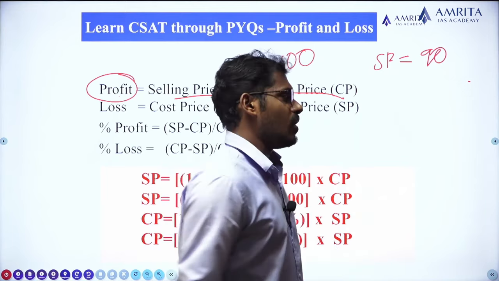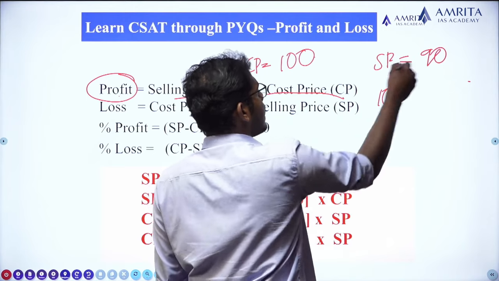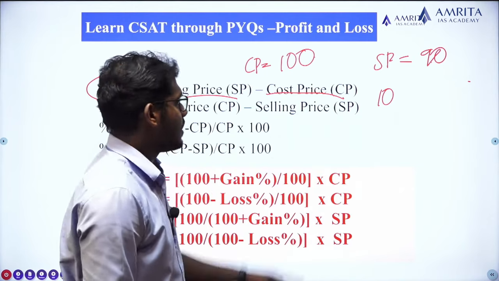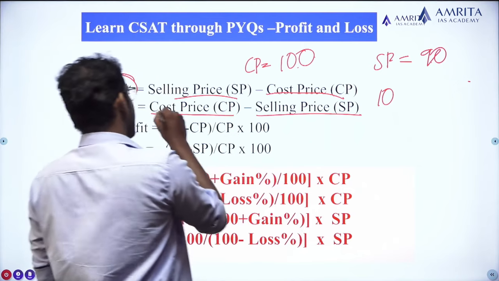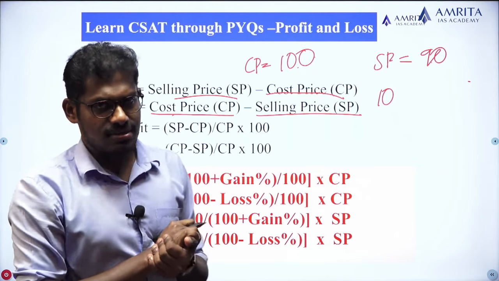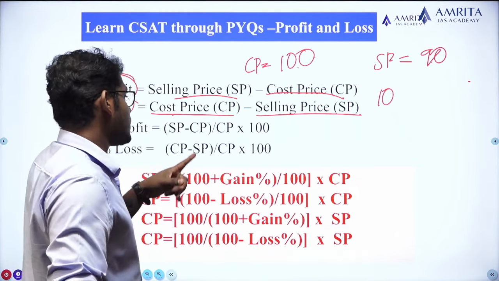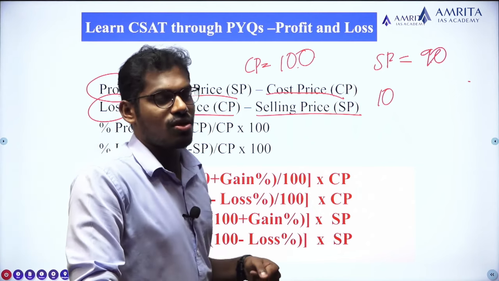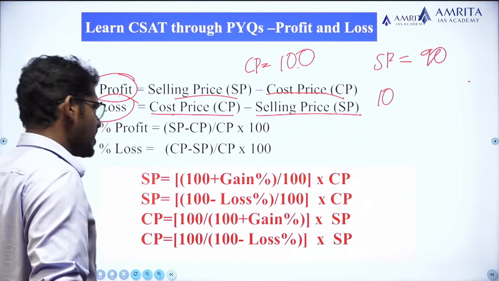No. He experiences a loss here, a loss of 10 rupees, which is the difference of 100 and 90. 100 is the cost price. So cost price minus selling price is the loss. Profit is the difference of selling price minus cost price. Loss is the difference of cost price minus selling price. Simple idea. Clear? Okay. Moving to the next one.